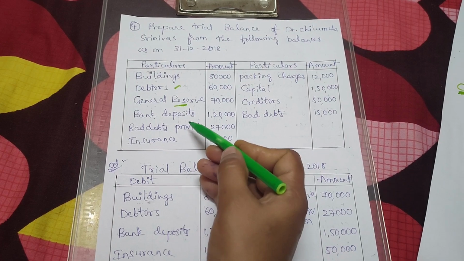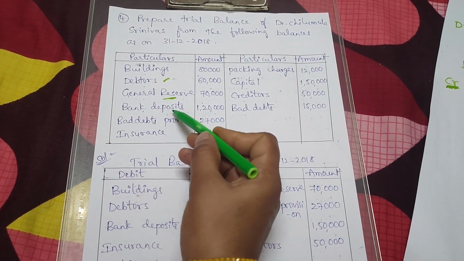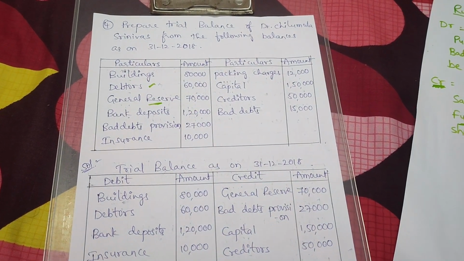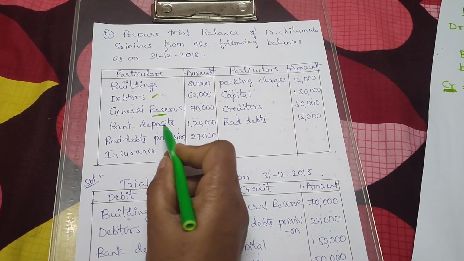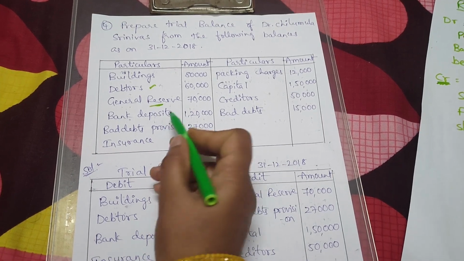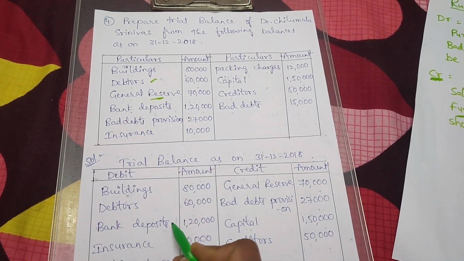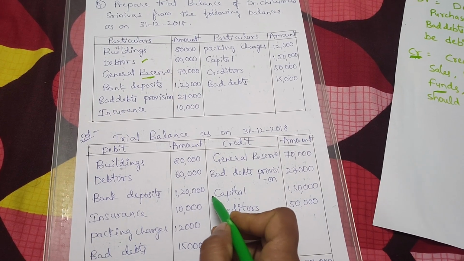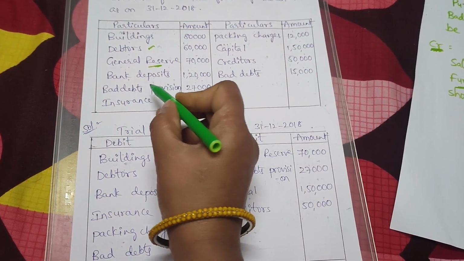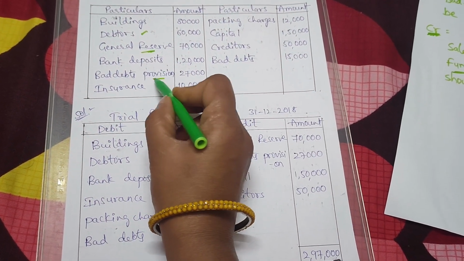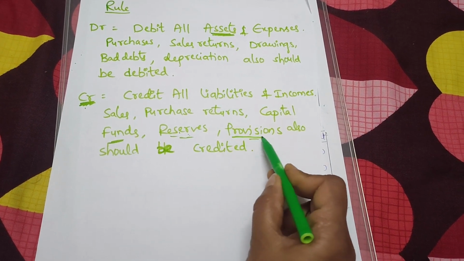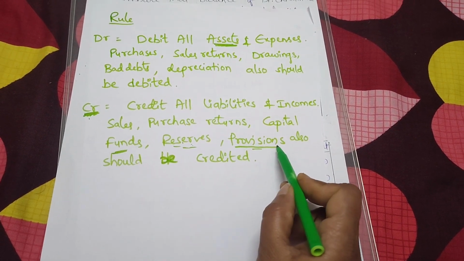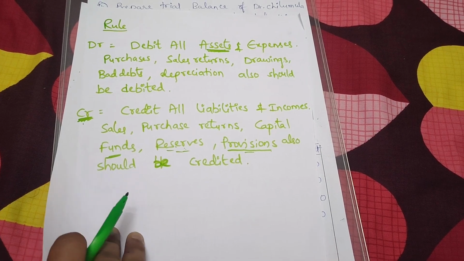And next, bank deposits. Any bank deposits, it may be fixed deposit, savings deposit, any deposit. All bank deposits are assets. So assets we debit. That is why recorded under debit, 1,20,000. And next one, bad debts provision. Provision, just now I have shown, that is credit. Provisions also we credit. So this bad debts provision we record under credit.